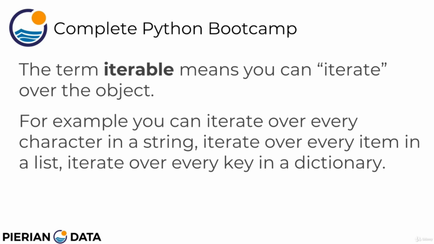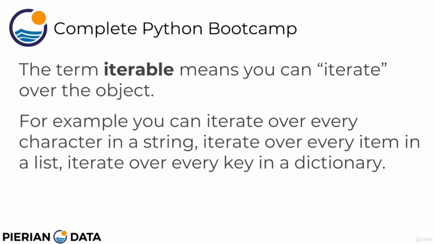So all this term means is that you can iterate over the object, and that means you can perform an action for every thing in that object. So for example, for every character in a string, you can iterate through that string and then do something for every character. Often maybe you want to print out every single letter in that string. So that means the string is an iterable object. You can work through it.